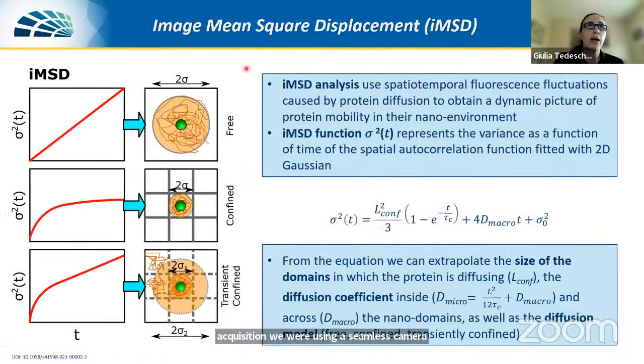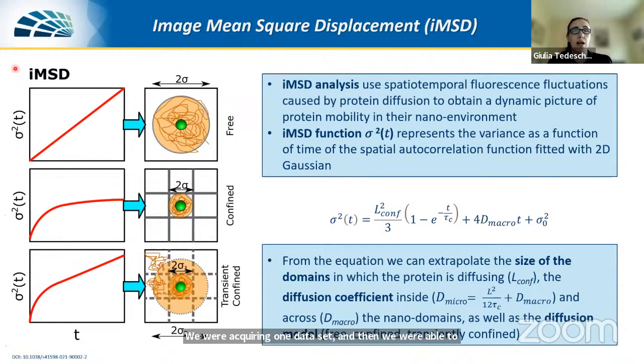Just a little bit of background on the different techniques that we're using. As I mentioned at the beginning, and Lionel mentioned as well, we acquired one data set, and then we were able to analyze the same data set with these three different techniques.